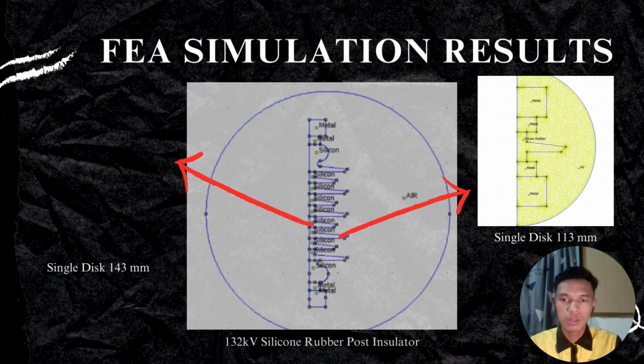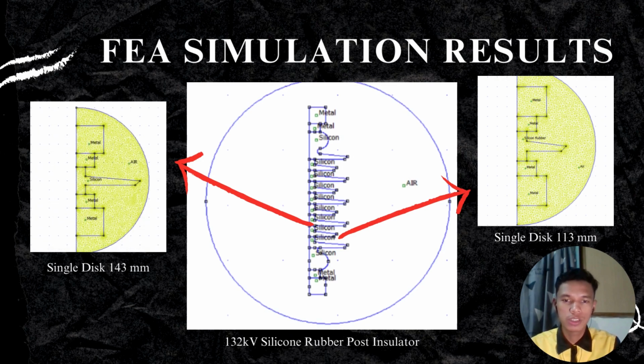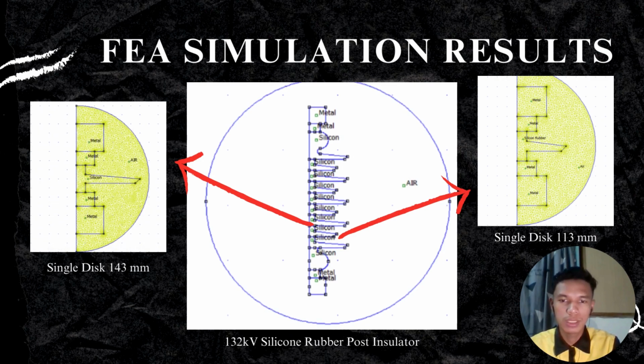Hello and Assalamualaikum. Okay, for the FEA simulation result, as we can see, the middle picture is the photo of the 132 kilovolt post insulator using silicon rubber. And for this design, we have two sizes of single disc, that is 143 mm, and the second one is 113 millimeter.